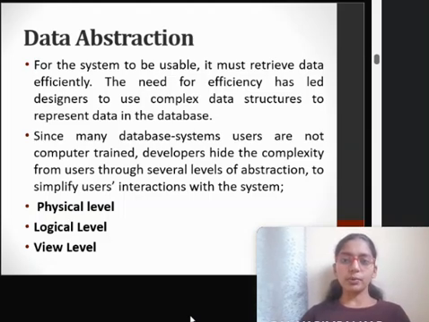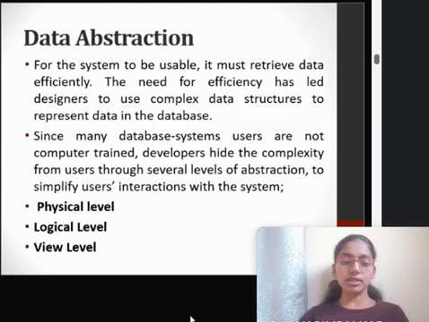We are going to discuss data abstraction. First, what is data abstraction? For the system to be usable, it must retrieve data efficiently. The need for efficiency has led designers to use complex data structures to represent data in the database. Since many database system users are not computer trained, developers hide the complexity from users through several levels of abstraction.